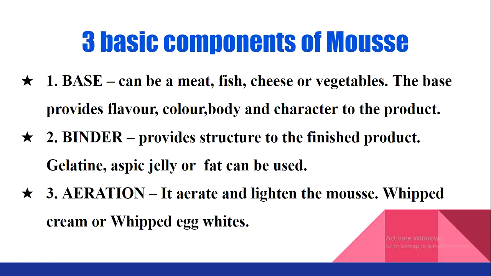So second part is a binder. Binder is actually the binding agent. It can be gelatin, aspic, or fat. And the third one is the aerator. So aerator, as the name describes, will aerate and lighten the mousse. It can be whipped cream or whipped egg white. Okay, so these are basically the three components of mousse.